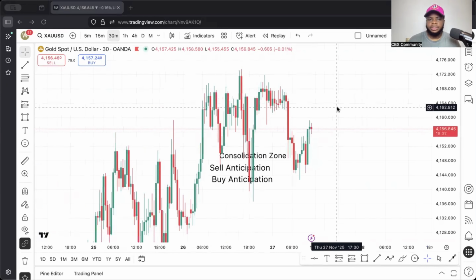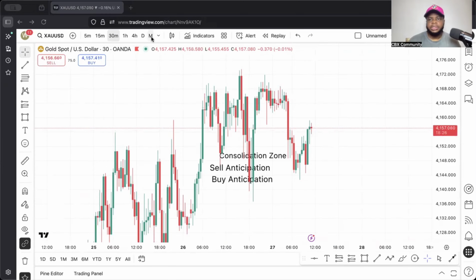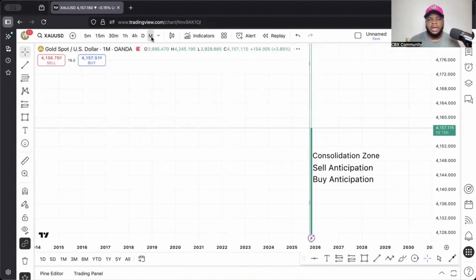Let's analyze the market structure together. Let's look at the monthly chart, the daily chart, the 4 hours, the 1 hour and 30 minutes time frame. It's very important for us to know what the higher time frame is saying against the lower time frame.